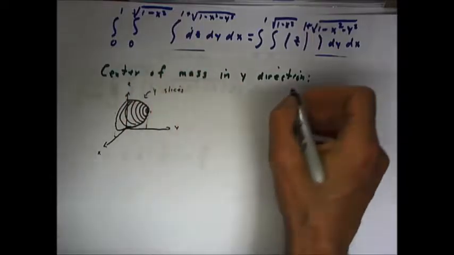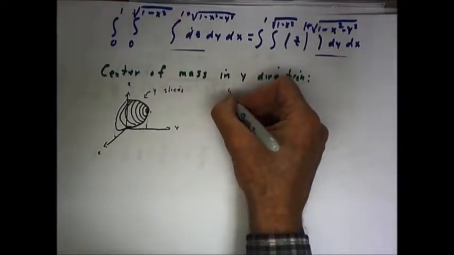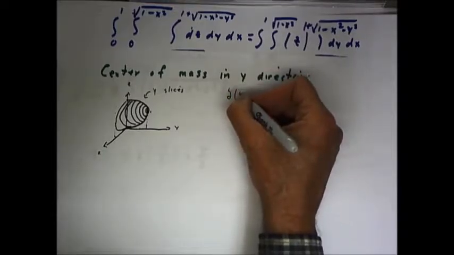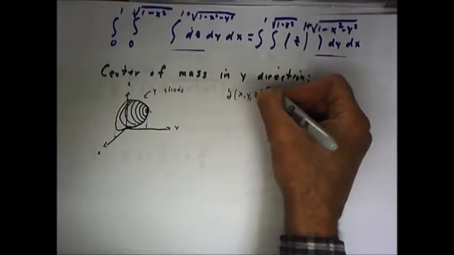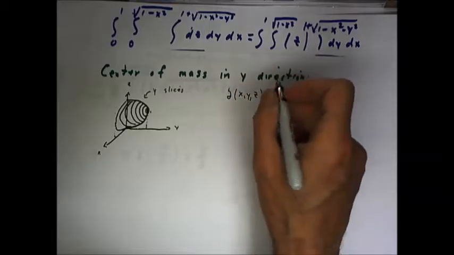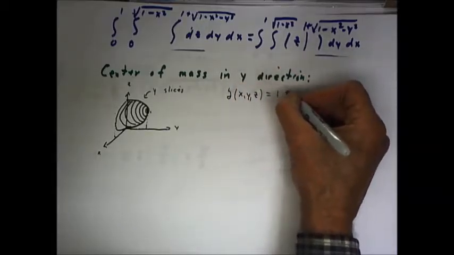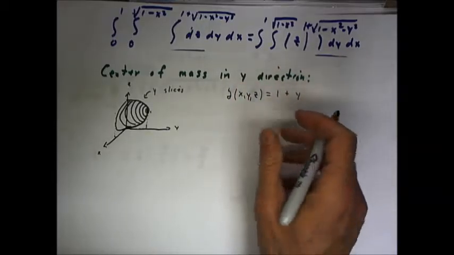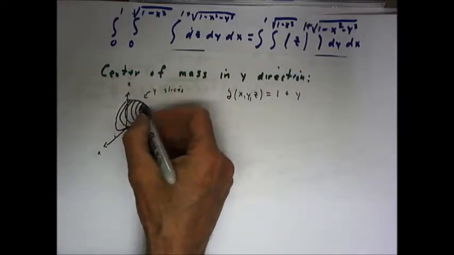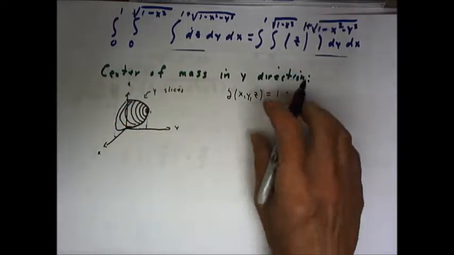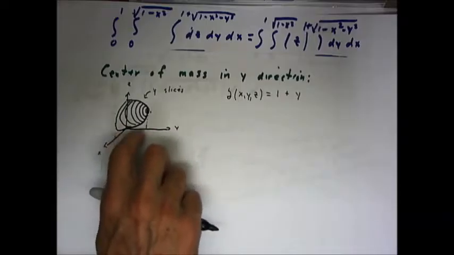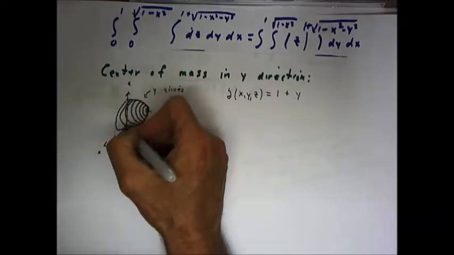Why do I do Y slices? Well, remember we have our density function. Now, density is a function of x, y, z in general, but this function just happens to be 1 plus y. So to visualize what happens to the density, or what happens to the mass as we move from left to right, we can visualize these slices.